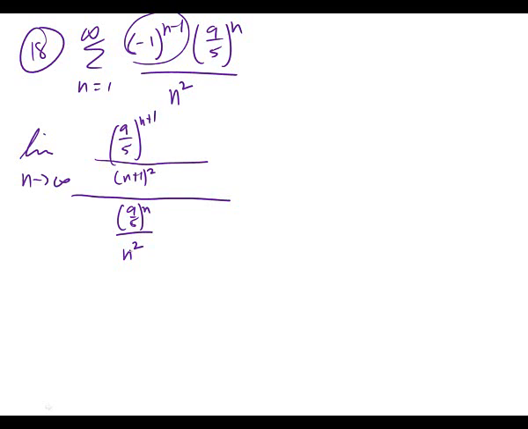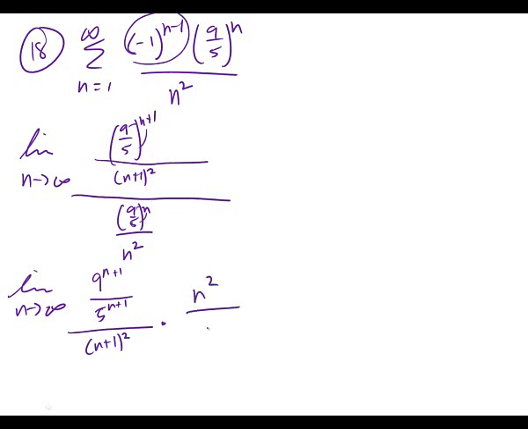Next thing I am going to do is probably distribute this in, and same thing here. At the same time, I'm going to flip and multiply. So we still have the limit as n approaches infinity of 9 to the n plus 1 over 5 to the n plus 1 divided by the n plus 1 squared times n squared on the top, 9 to the n over 5 to the n.